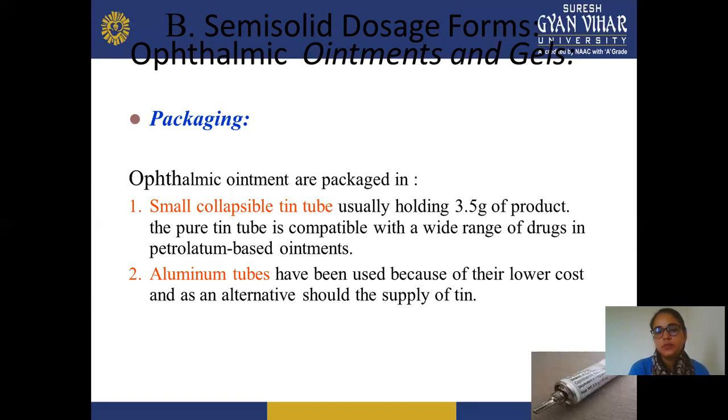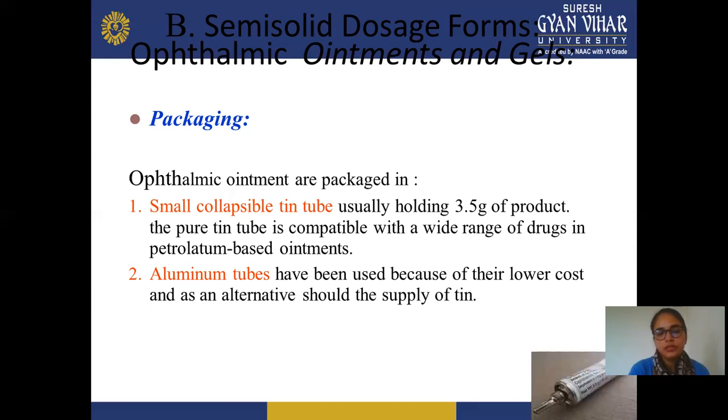So first is a small collapsible tin tube. This tin tube usually holds 3.5 gram of a product, and pure tin tube is compatible with a fine range of drugs and petroleum-based ointment. When you use this small collapsible tube, the formulation capacity is 3.5 gram, but it is compatible and of good quality, so it doesn't interact with your formulation and shows compatibility. You can easily store your formulation in this tin tube, including petroleum-based ointment also.